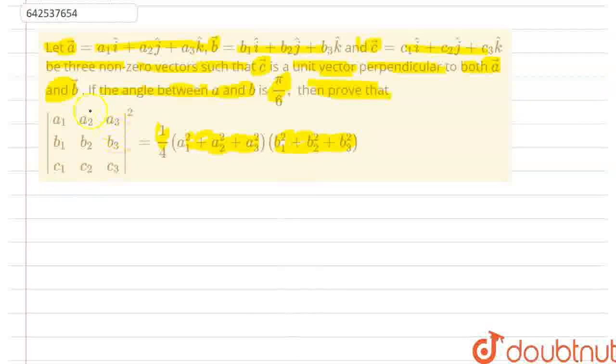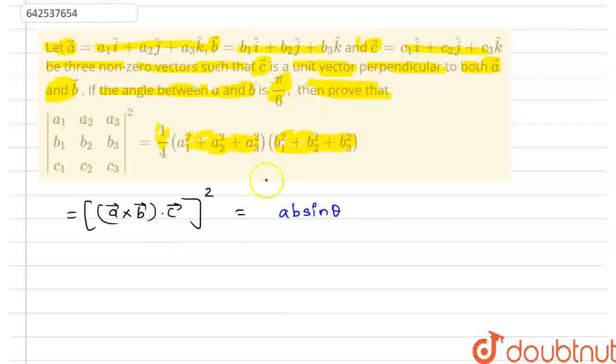Now we know that the value of this determinant is equal to the scalar triple product of A, B, C, that is A vector cross B vector dot C vector, and since we have a square here, we will also have the square of this. Now we know that A vector cross B vector can be written as AB sin theta, where A and B are the magnitudes of A vector and B vector, and theta is the angle between A vector and B vector, which is given as pi by 6.